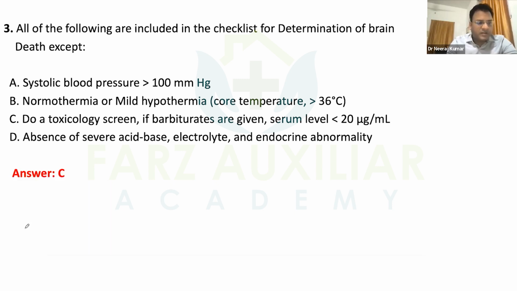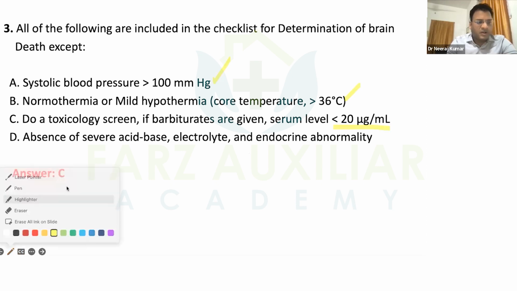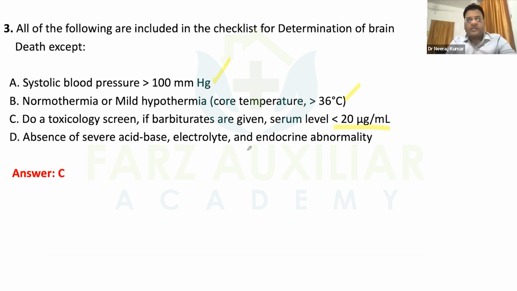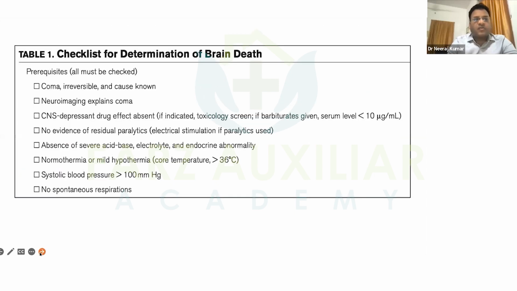So if I highlight this, so again, this is right. And this is again right. Here, the issue is about the 20 micrograms. So again, if you think that if it is again 20 and absent, there should be absence of all severe acid-base abnormalities and electrolyte abnormalities. Okay. Now, let's go to the next question.